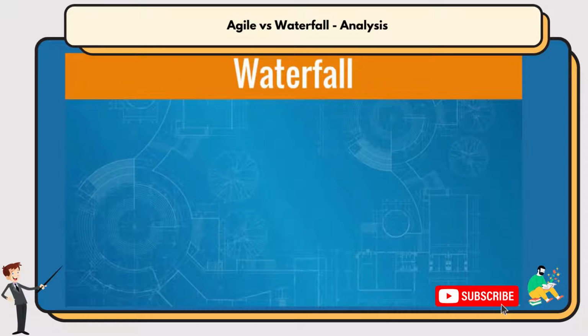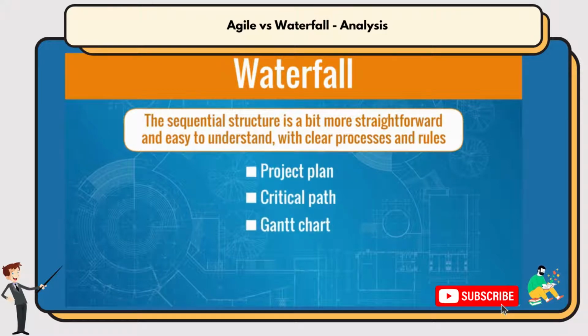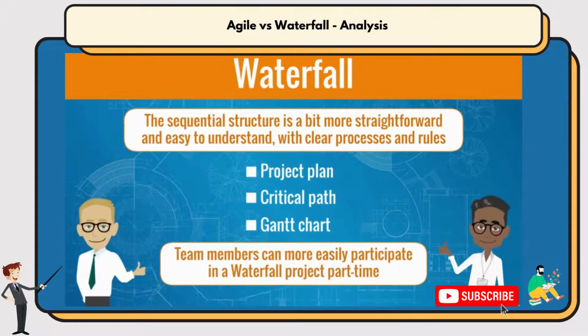That would also often be the case from a resource perspective, as the sequential structure is a bit more straightforward and easy to understand, with clear processes and rules, like project plan, critical path, and Gantt chart. Furthermore, team members can more easily participate in a waterfall project part-time.